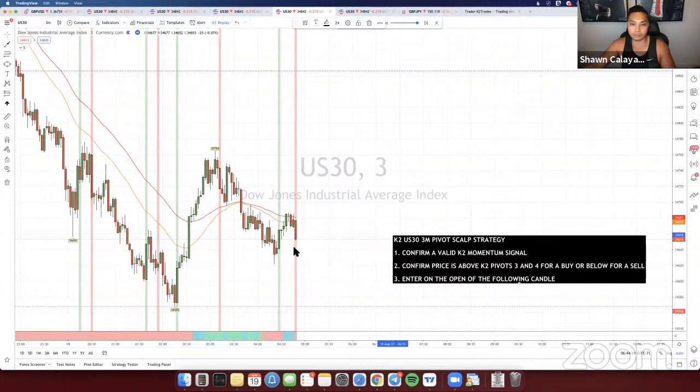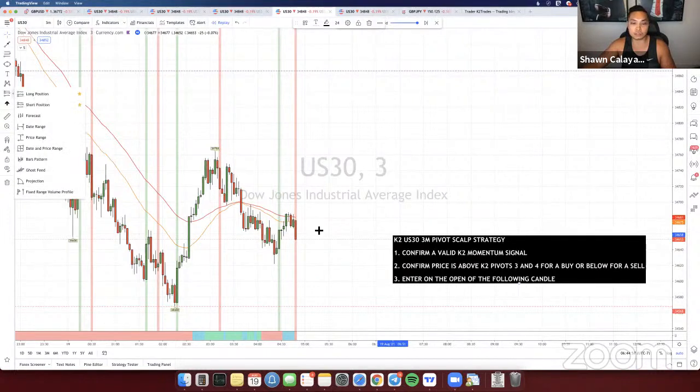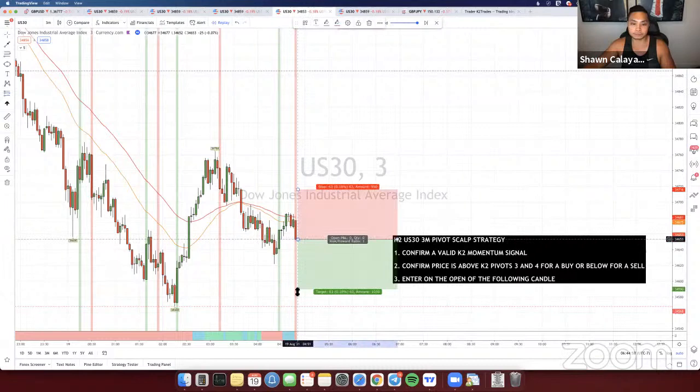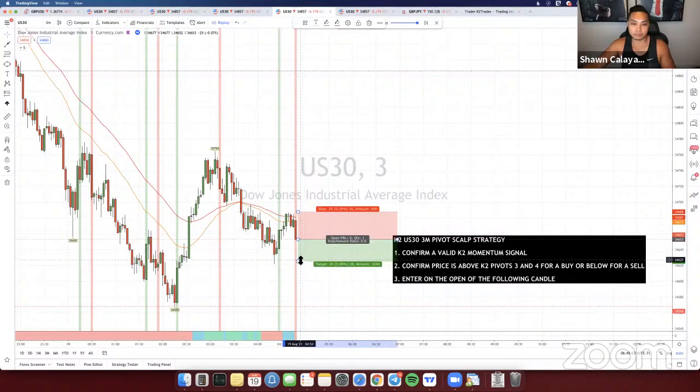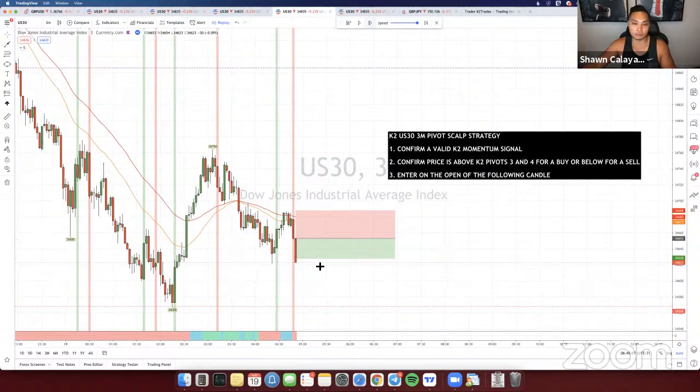So with requirement number one, we have a valid K2 momentum signal here. For requirement number two, price is below the pivot. So with that said, you enter a short position right there. We only go for about 250 pips on the 3 minute because it's a smaller time frame. If you let that run, there you go, full TP.